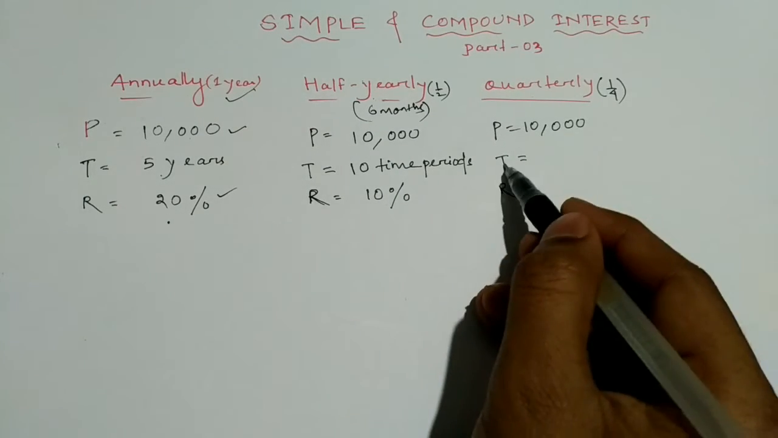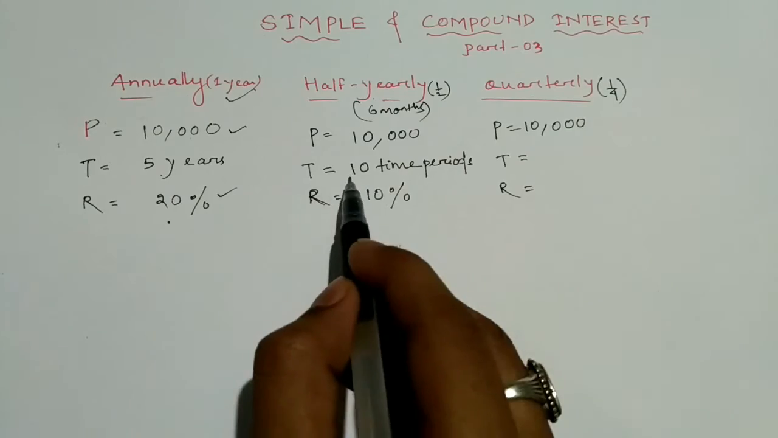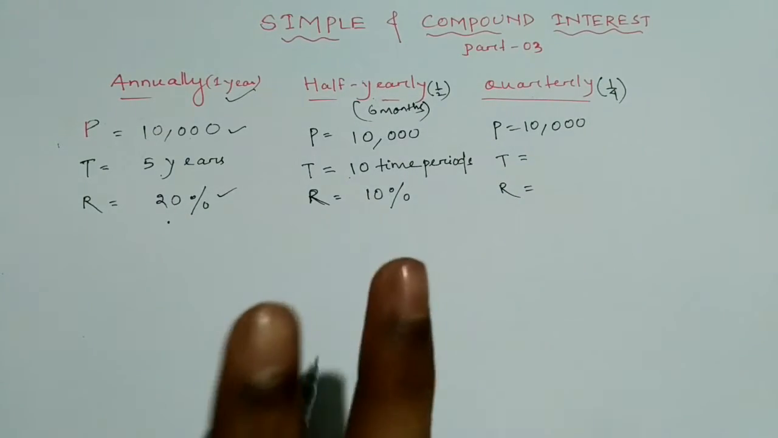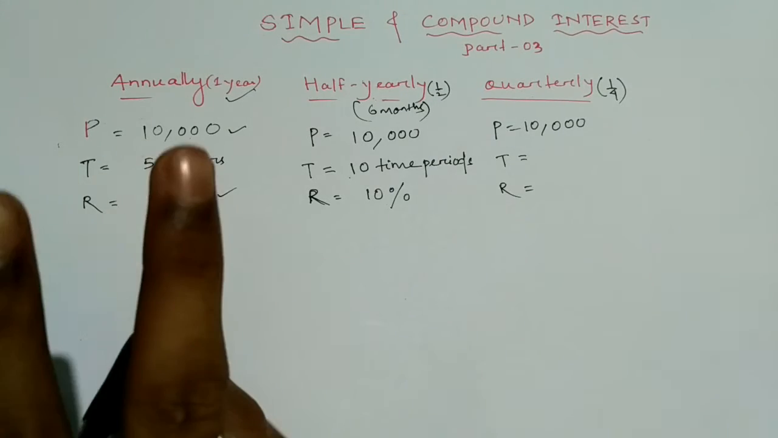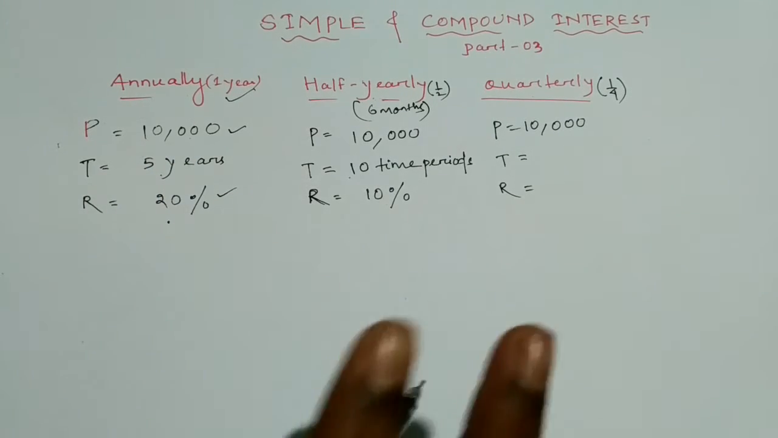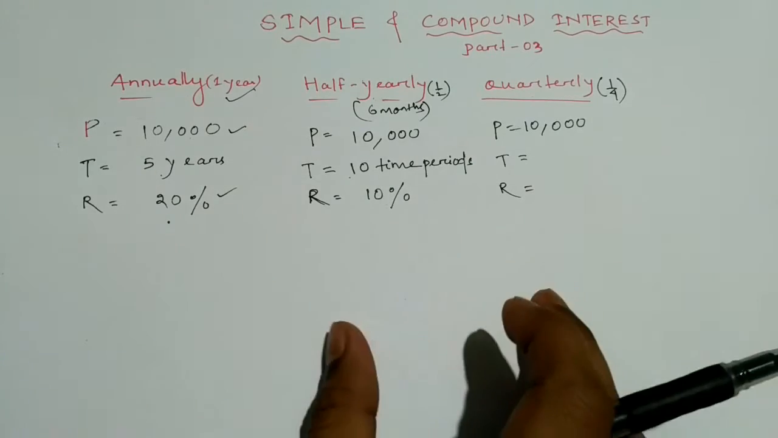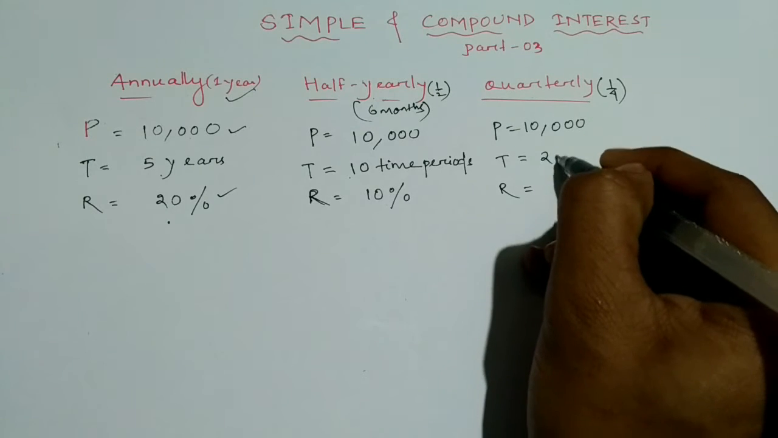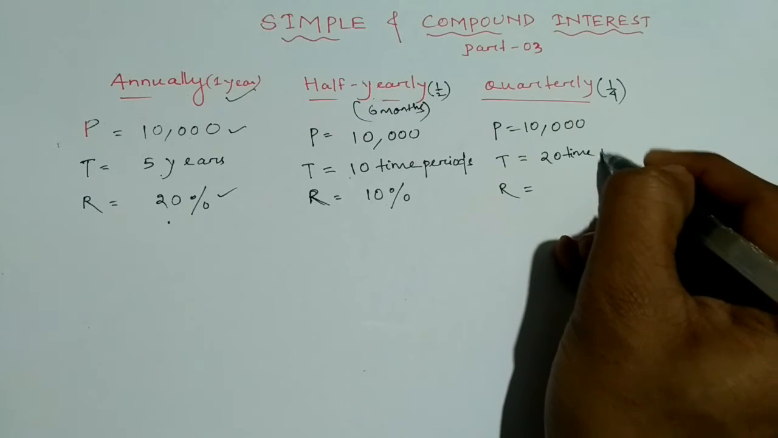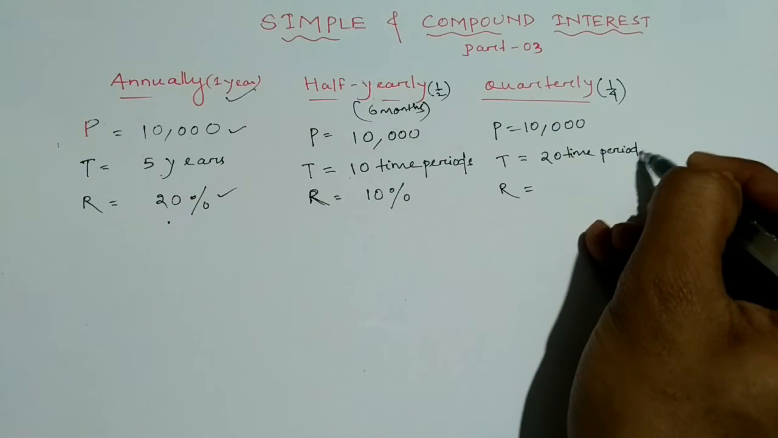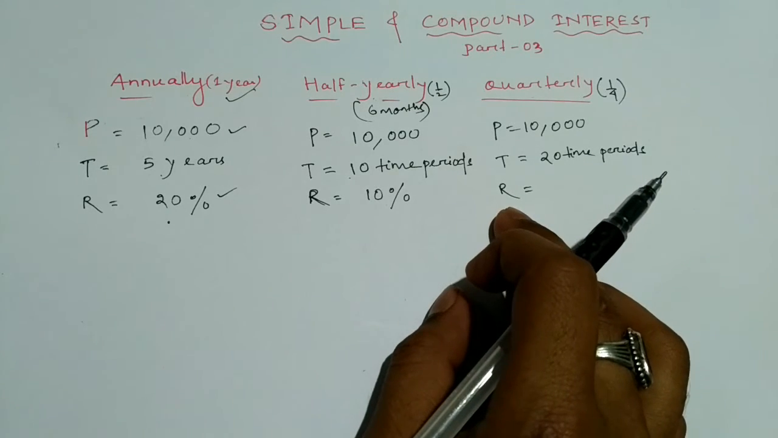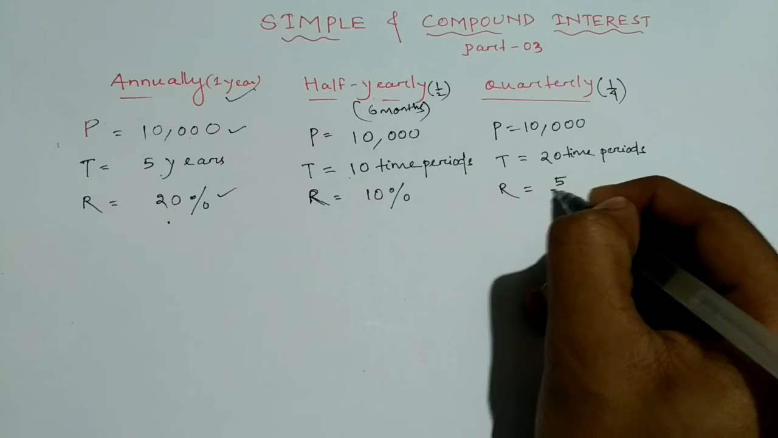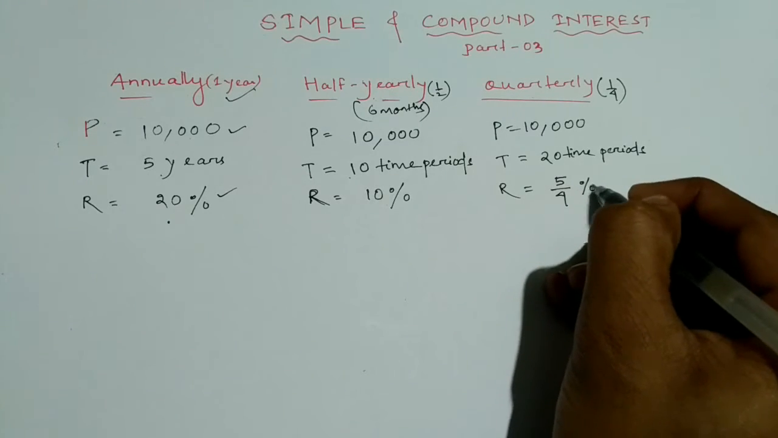How? Time period will be what? 1 year has four quarters. So if 1 year has four quarters, then 5 years is how much? 20 time periods. And rate of interest will be what? 5 by 4 percent.